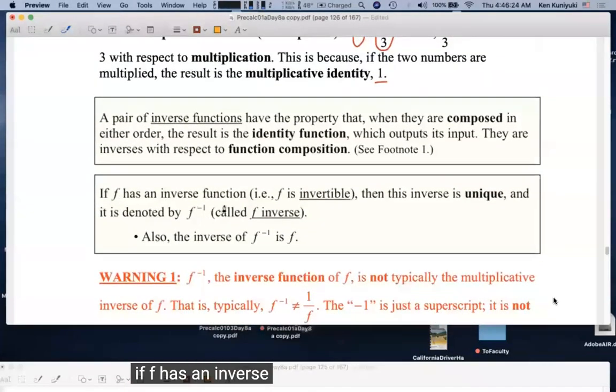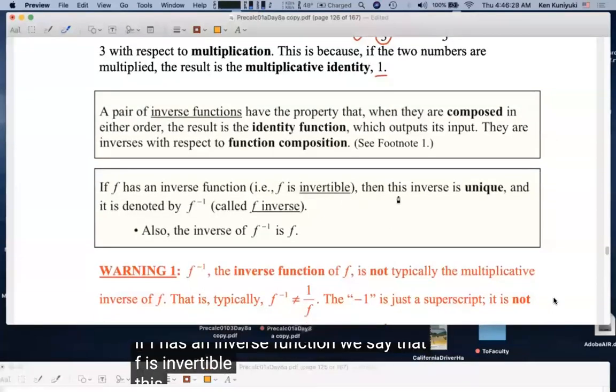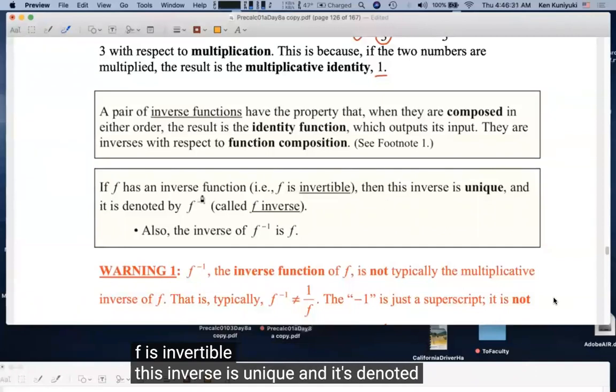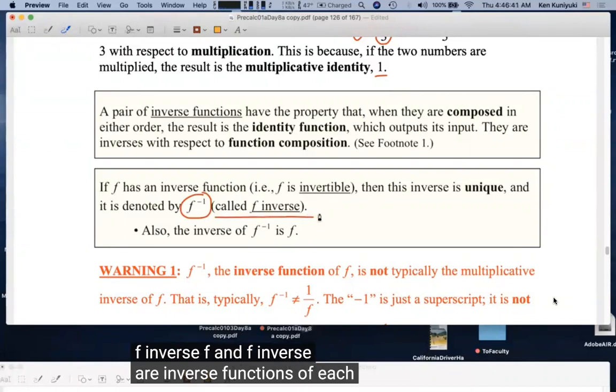If f has an inverse function, we say that f is invertible. This inverse is unique, and it's denoted by f with a -1 superscript. This is called f inverse. F and f inverse are inverse functions of each other if they are invertible.